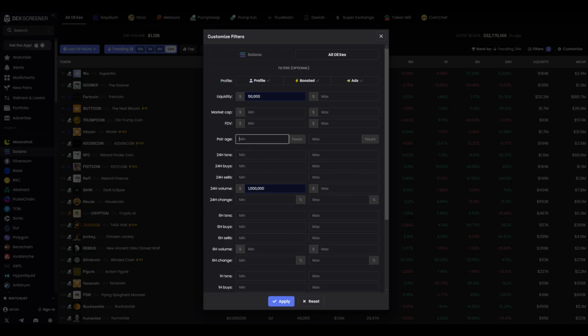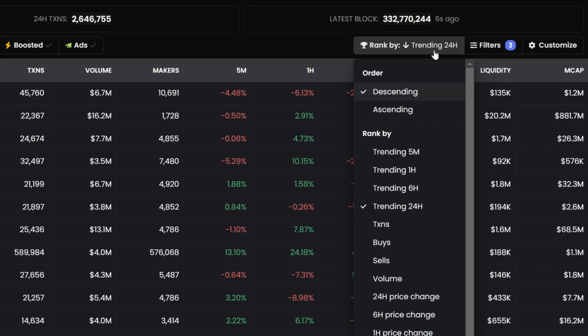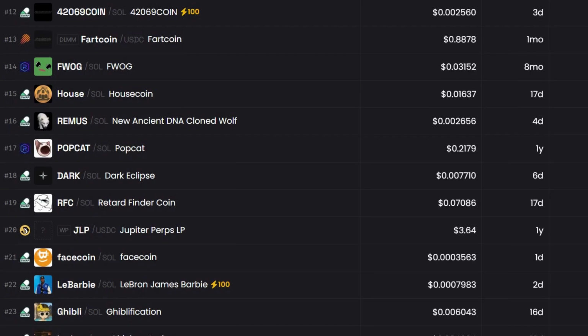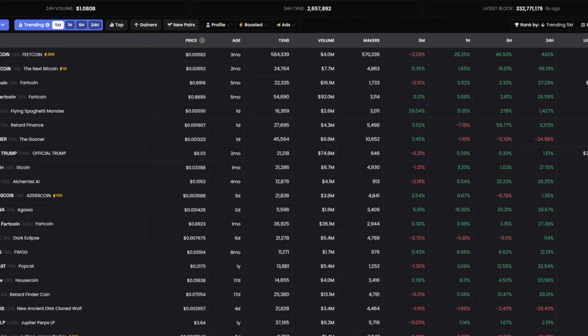I also set the age to under 24 hours. Fresh projects are often the most promising. Then I sort by the 5-minute dynamics to see current changes. Once everything is set, I click Apply, and the list of tokens refreshes. Now it only shows those that meet my criteria, and I can choose which ones to work with. Let's take a closer look at this list.